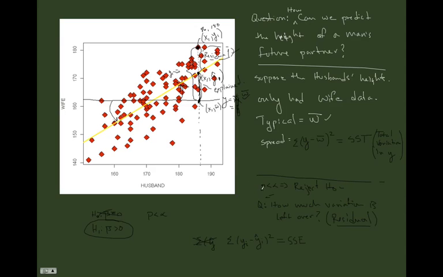So, how do these things break down? Well, if I take the sum of squares error divided by the total variation we had to start with, this is the proportion of unexplained variation or error.